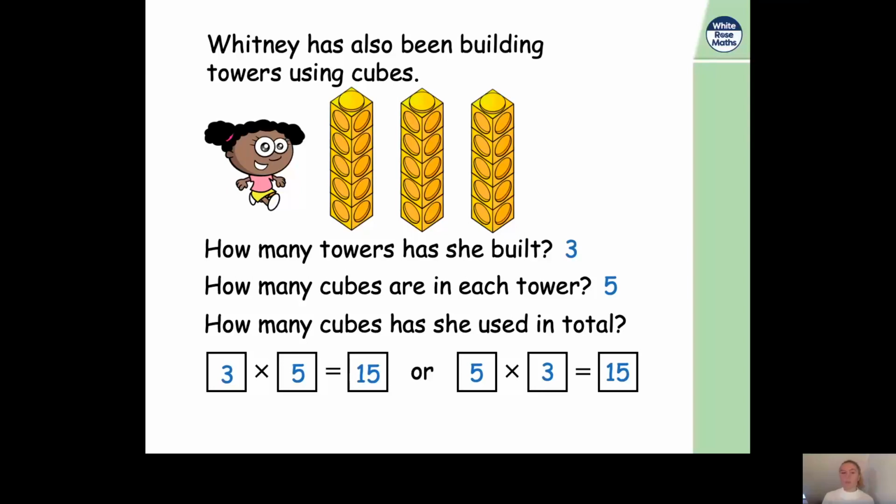So there you go. In the second one, even though we don't know the 3 times table, we're 5 multiplied by 3. We can use commutative law, change the numbers around, and it gives us the same amount.